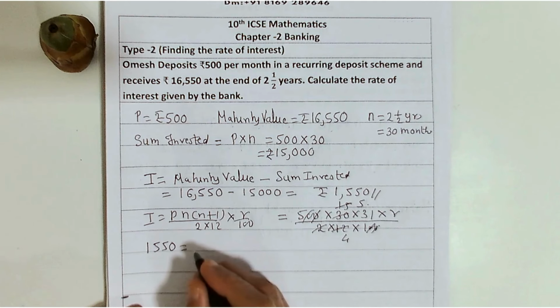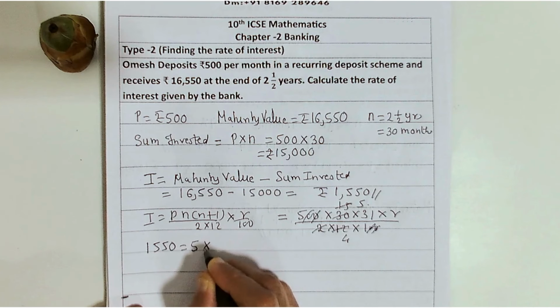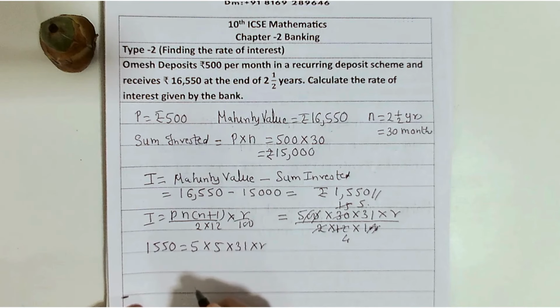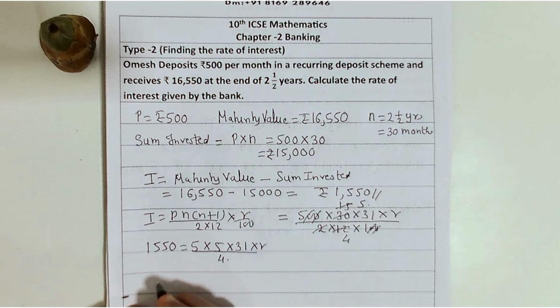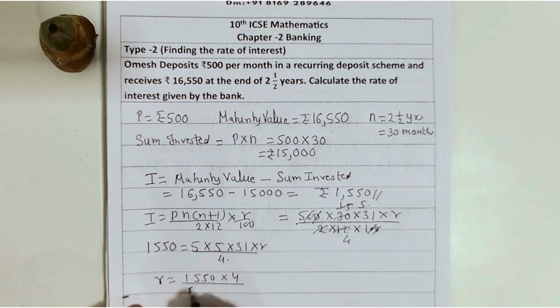Correct students? So what we are left with is 5 into 5 into 31 into R upon 4. Correct? Let us find out the answer. So R will be 1550 into 4 upon 5 into 5 into 31.